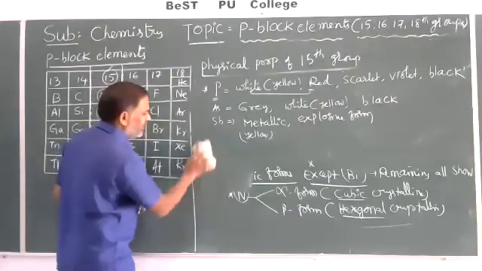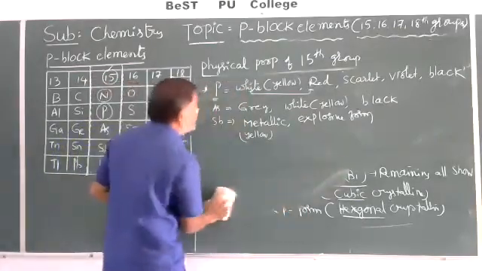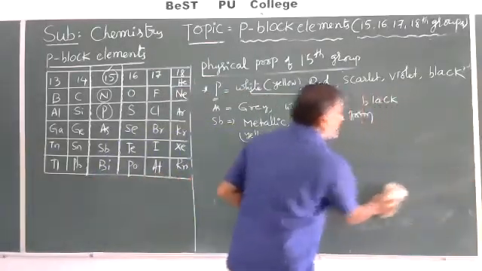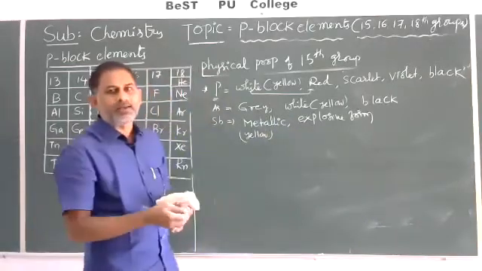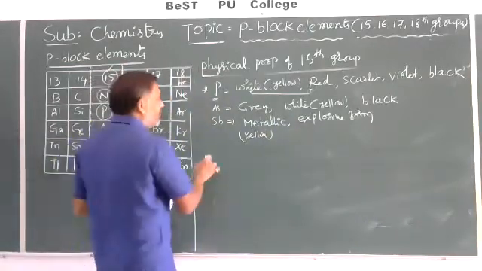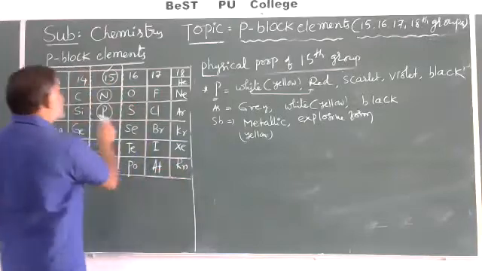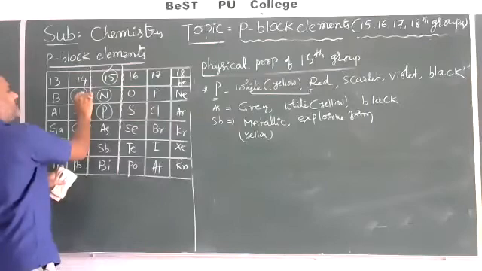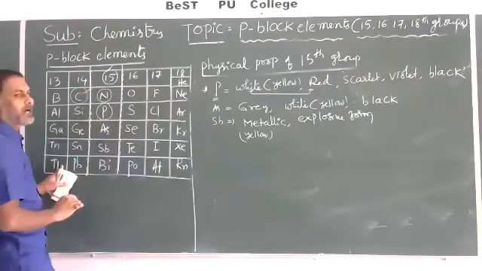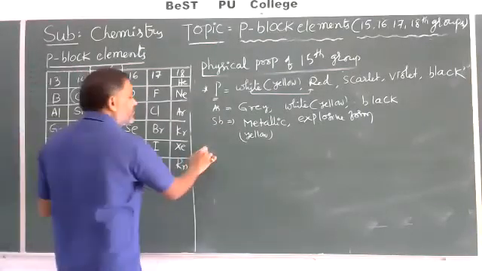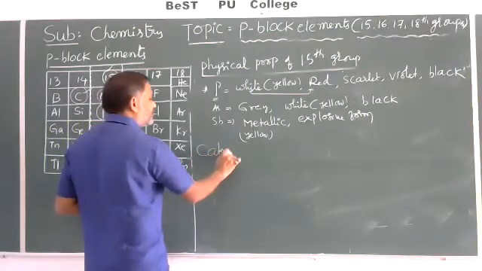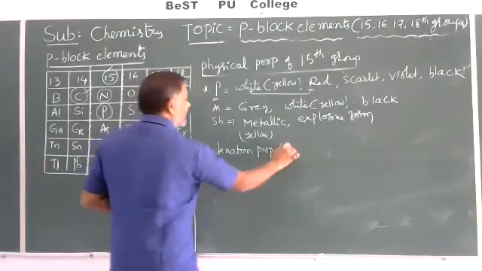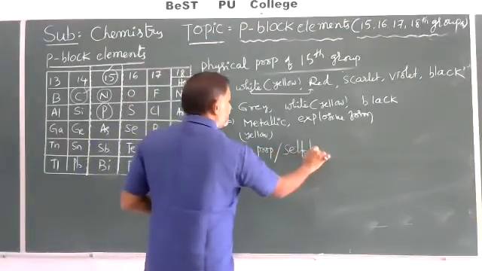Next, the last one in physical and general properties of 15th group elements is the catenation property. What is catenation property? In 14th group elements, it was clearly explained in first year. Among all known elements, the element with the highest catenation property is carbon. Catenation is nothing but self-linkage.